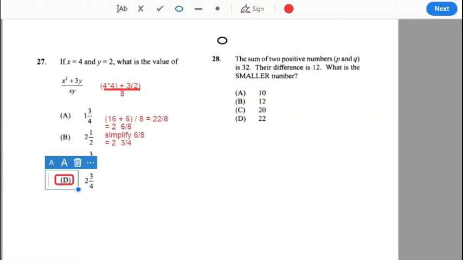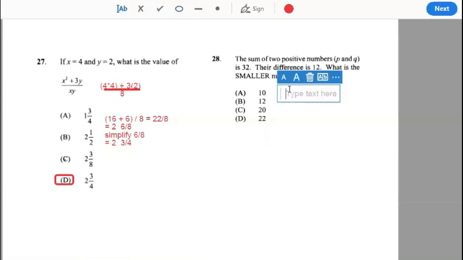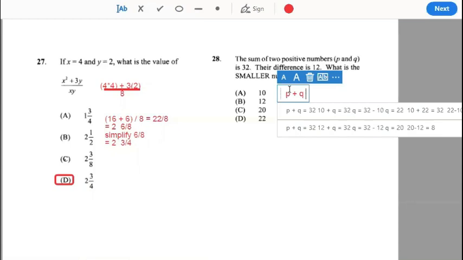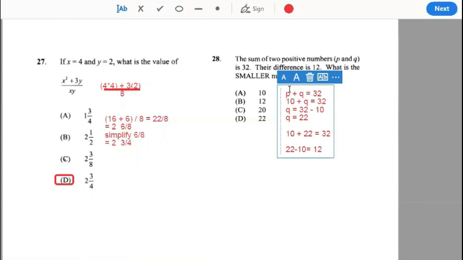So 28, the sum of two positive numbers P and Q is 32, their difference is 12. What is the smaller number? This can be worked out using an equation, but what I did, I was like, if I were a student, what would I do in the exam not knowing where to go? Literally, I created an equation. So the sum of two numbers, P plus Q is equal to 32. Yes, that's it. And then I substituted, I said let me use the first answer A. So I said 10 plus Q is equal to 32. So let me solve for Q and see what Q would be equal to.